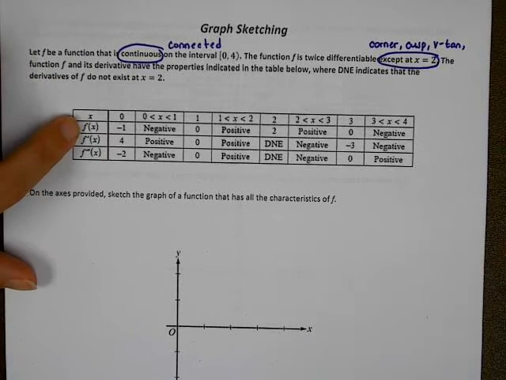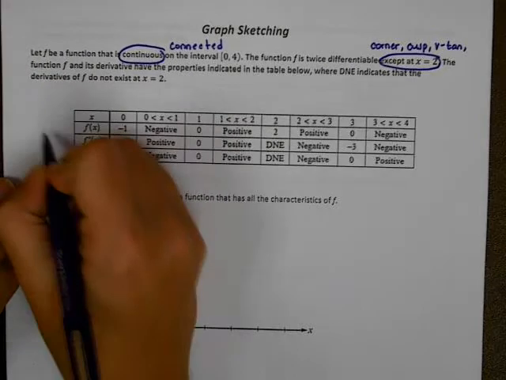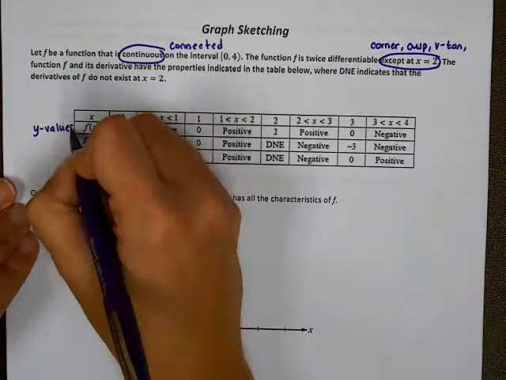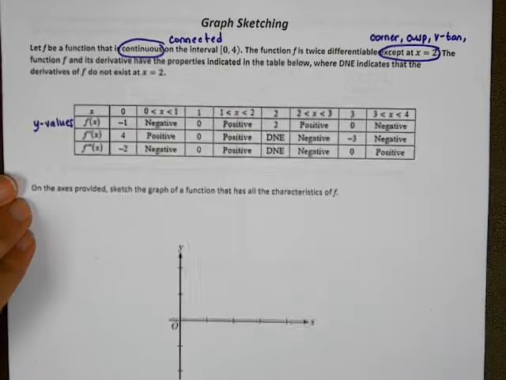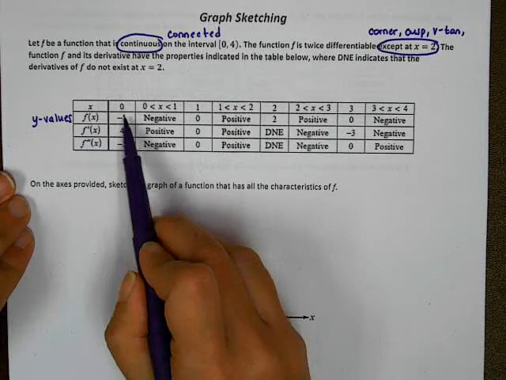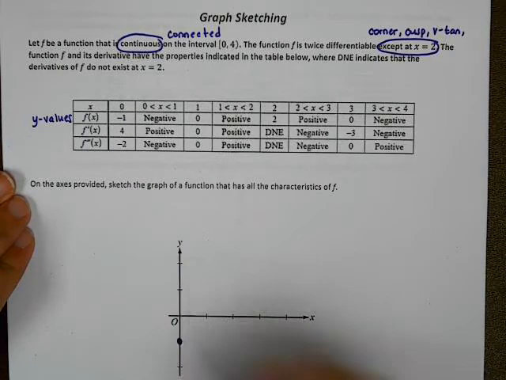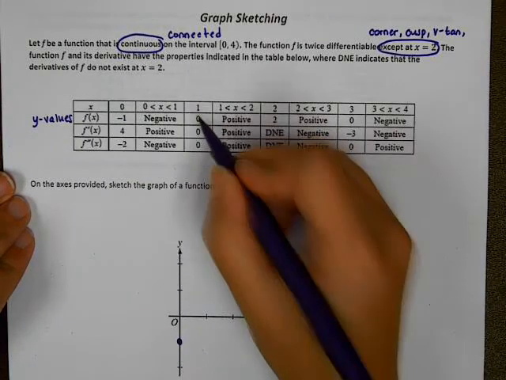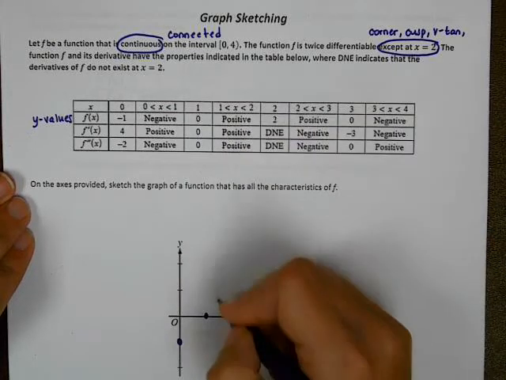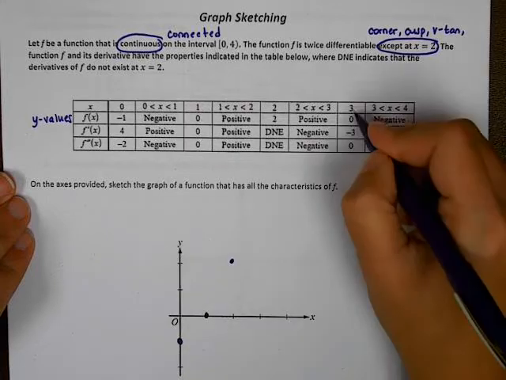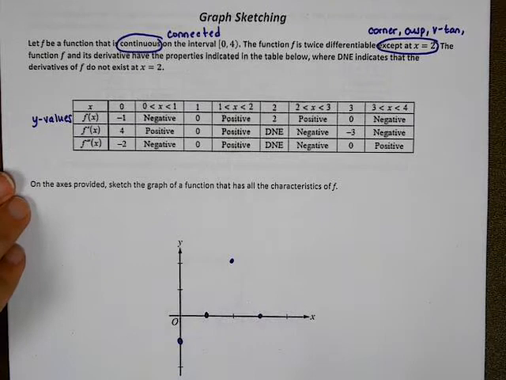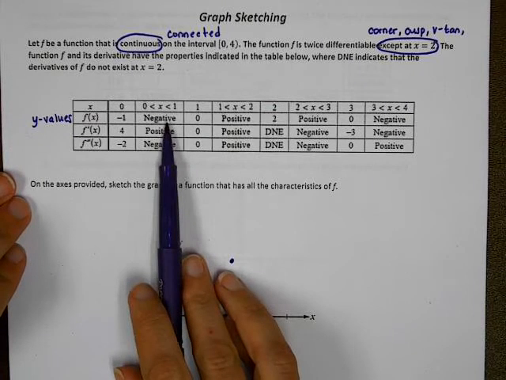This first row is telling me y values of the original graph, which is what we're trying to sketch. So I would start by plotting those y values on my graph. I'm going to plot the point (0, -1), then the point (1, 0), then the point (2, 2), then the point (3, 0), and then I can look at all these in-between pieces of information.